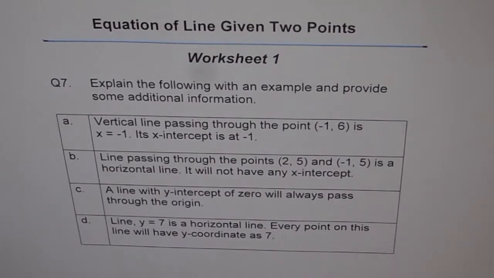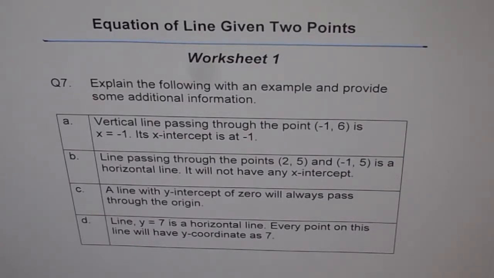Okay, part C. A line with y-intercept of 0 will always pass through the origin. Well, it's like direct variation, right? It goes through origin. And why should it go through origin? Since the y-intercept is 0, what is y-intercept? Y-intercept is a point where the line crosses y-axis. So if it crosses y-axis at 0, that has to be the origin, correct? That's the reason. Now give me some more information about this line which is going through the origin.